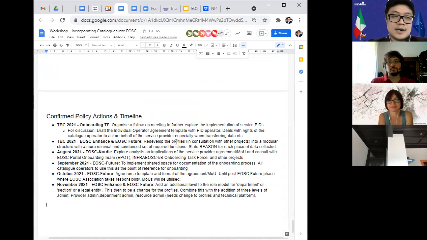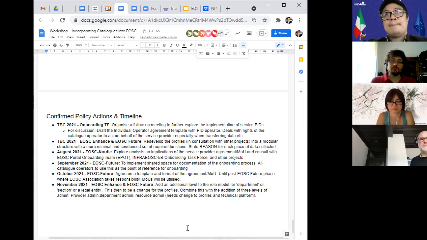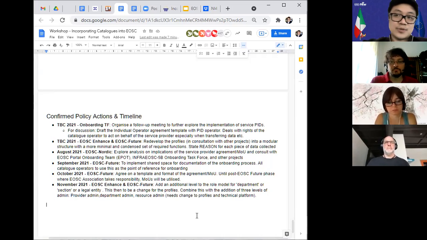Basically, this confirmed set of actions, both on the policy and technical side, will be passed over to the INFRAEOSC-5 Onboarding Task Force to take forward, especially for the actions there and to follow up. And everything, including the presentations, as well as the recording of the breakouts. So for those who weren't able to join the other breakout, you can view the recordings on the EOSC-Pillar event page within this week.